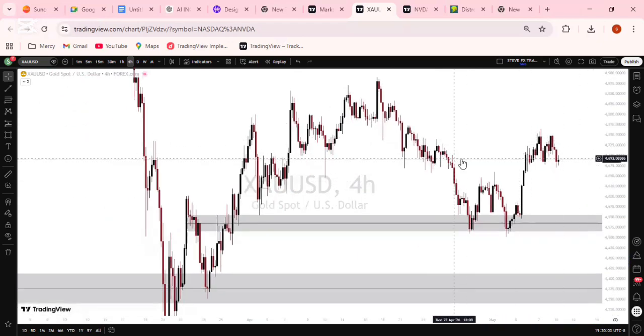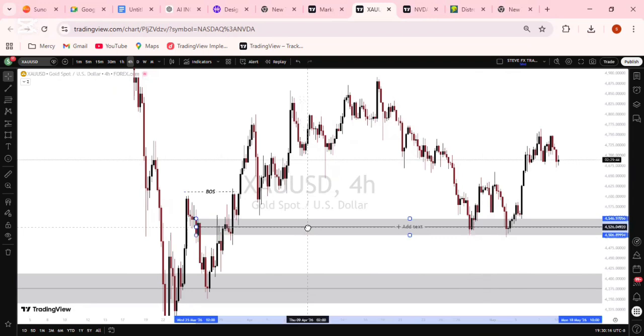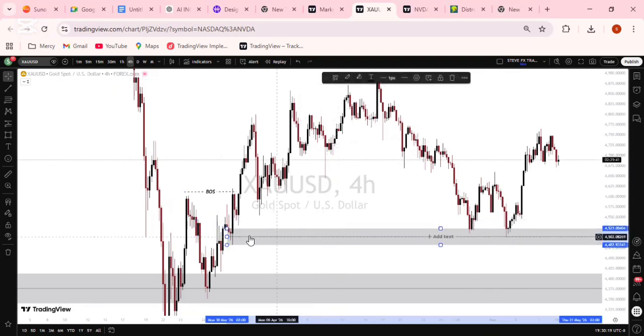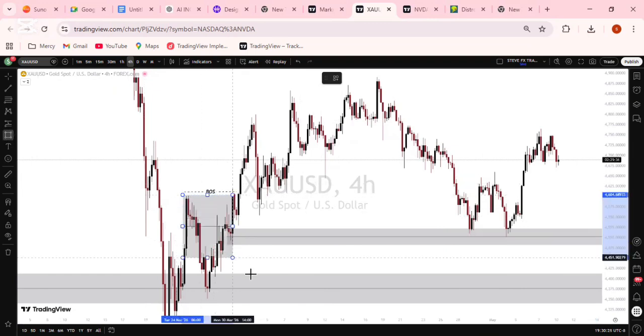a clearer structure from that particular point. So we had a break of structure at this particular point. The market broke structure. This is the order block that the market reacted from. So this entire zone is called the order flow.